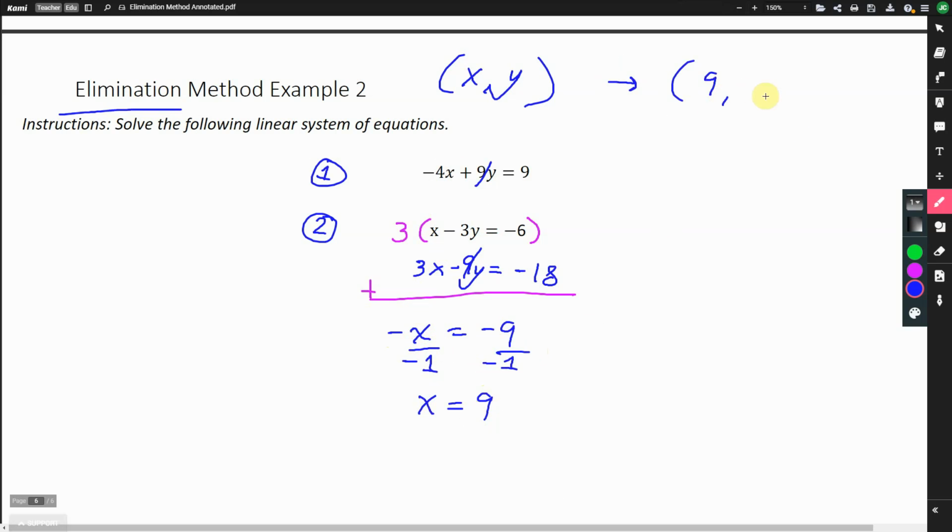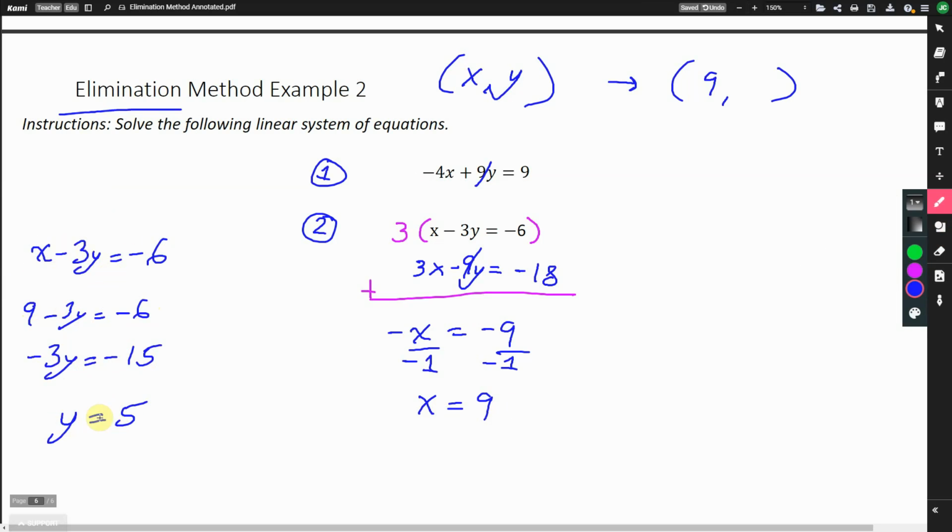And now we got to find what y is. But then all you got to do is plug in 9 for your x. And if you were to do that, might as well finish the problem. Oops, sorry. Wrong one. Actually, that's good. x minus 3y equals negative 6. Plug in 9 for x there. Now we get 9 minus 3y equals negative 6. Negative 3y equals negative 15. And y equals 5. Skip some steps, but you can do that on your own, I believe. I trust you. In any case, our answer is (9, 5).